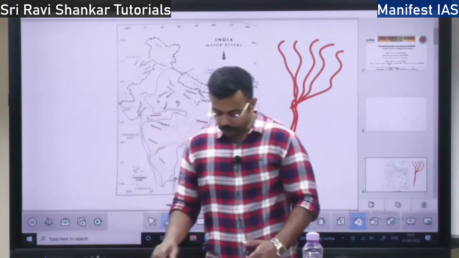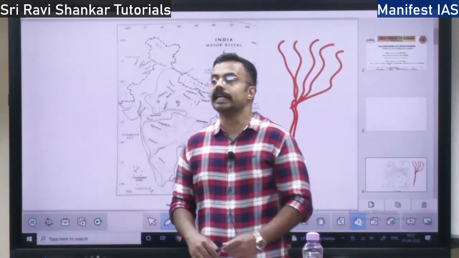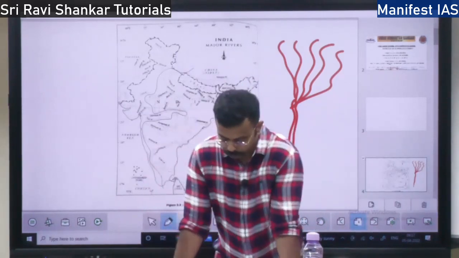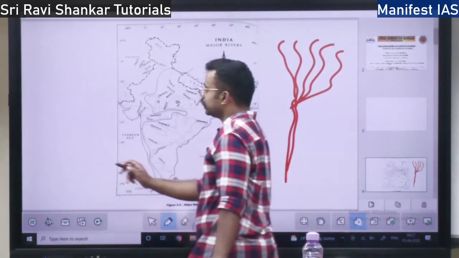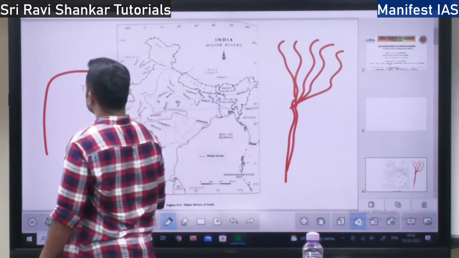The next type of drainage pattern is the radial drainage pattern. What is a radial drainage pattern? Let's say there is a hill. Let's say this is a hill.